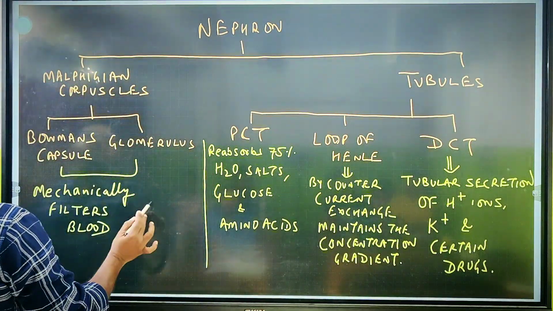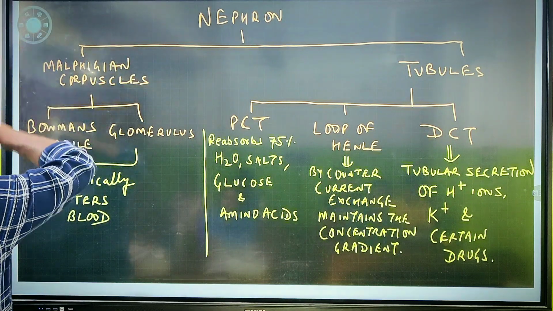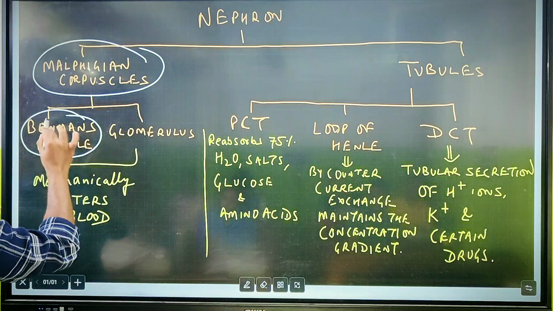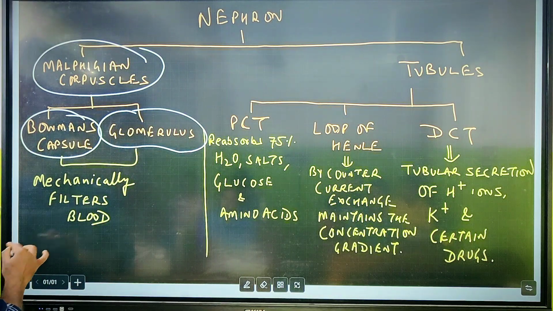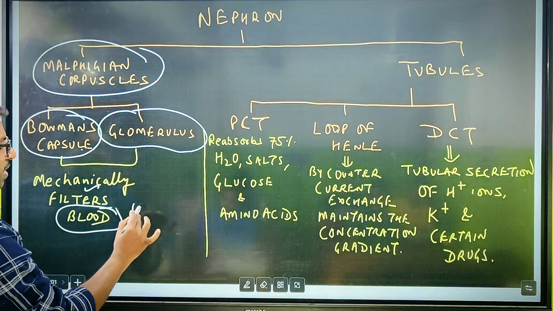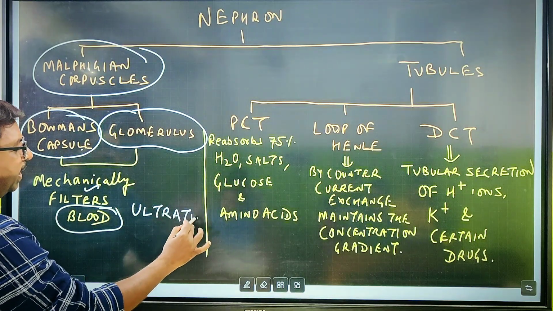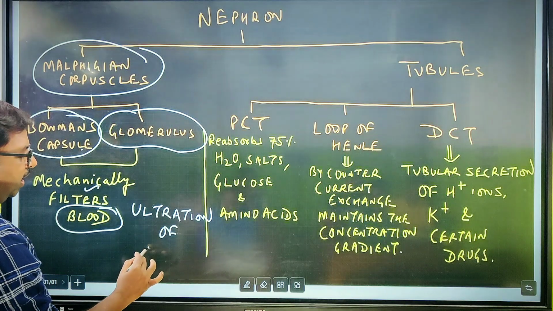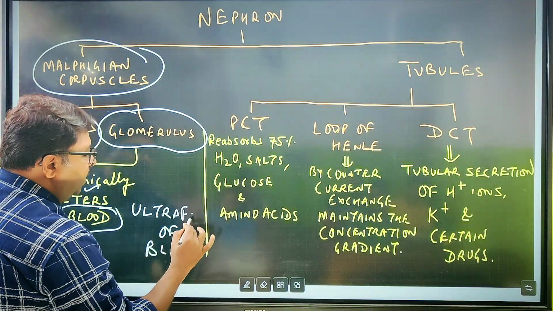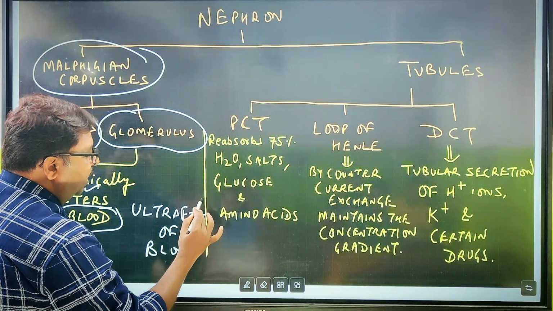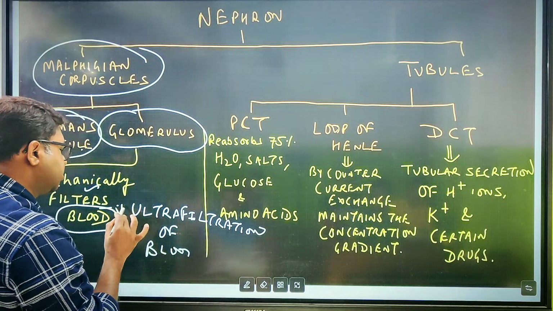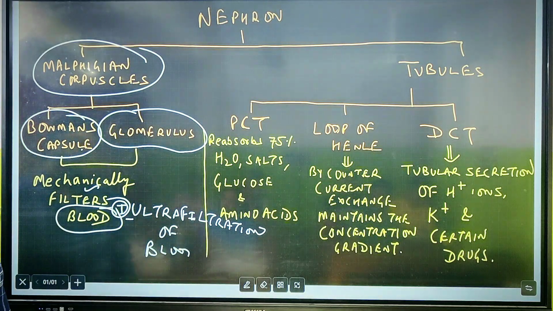Nephron को क्लासिफाई कर सकते हैं on this basis. ये क्या है? Malpighian corpuscles made up of Bowman's capsule and glomerulus together, which mechanically filters blood. So ये दोनों का काम रहता है अल्ट्राफिल्ट्रेशन में. ये हम पढ़ेंगे in the topic formation of urine. Ultrafiltration of blood. ये ultrafiltration first step है for formation of urine.